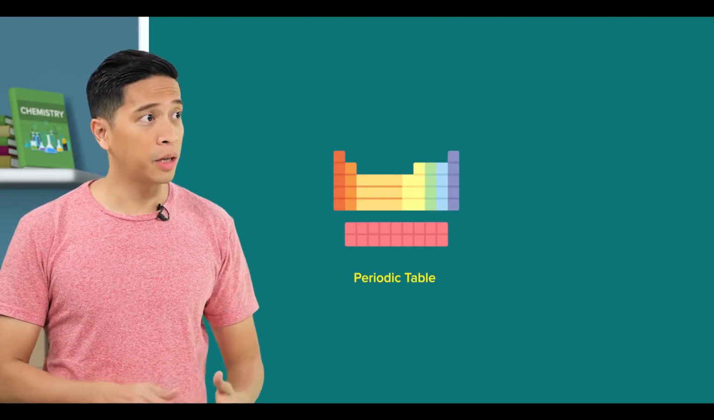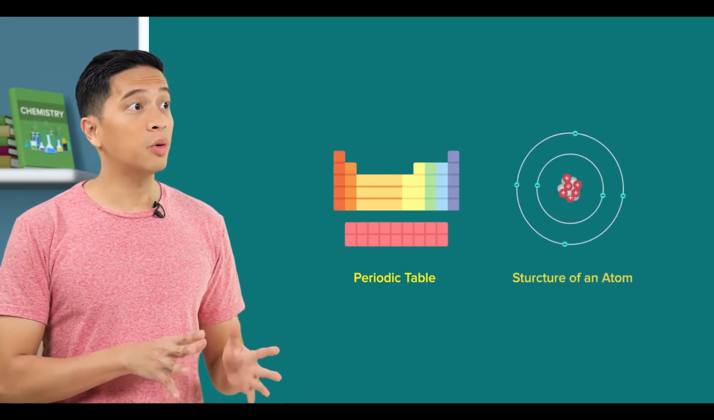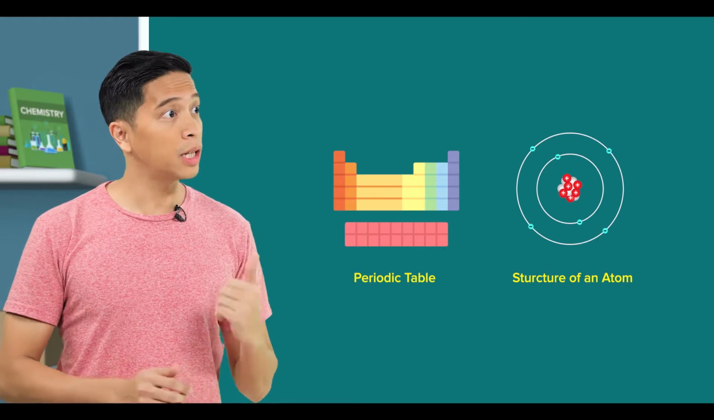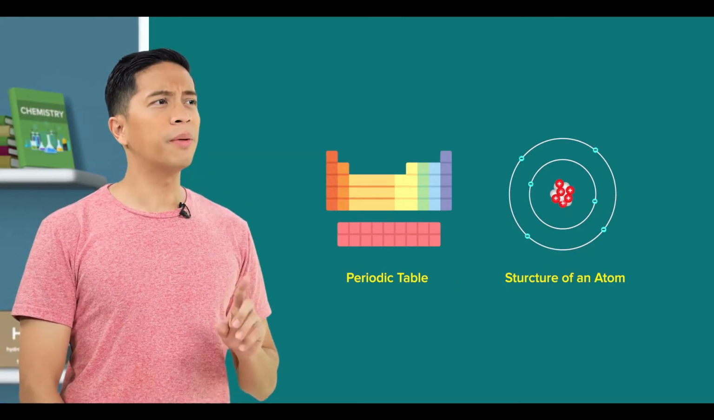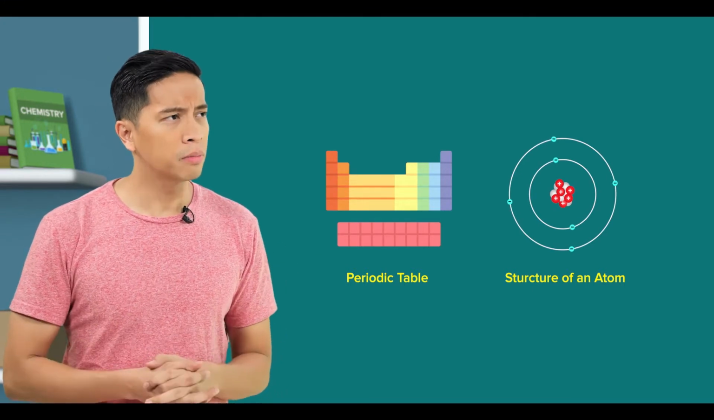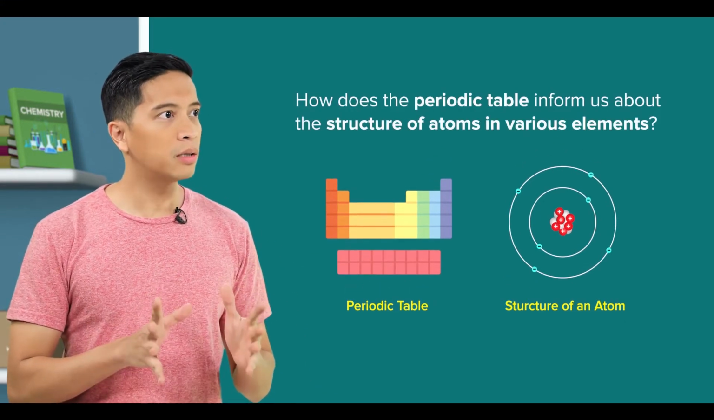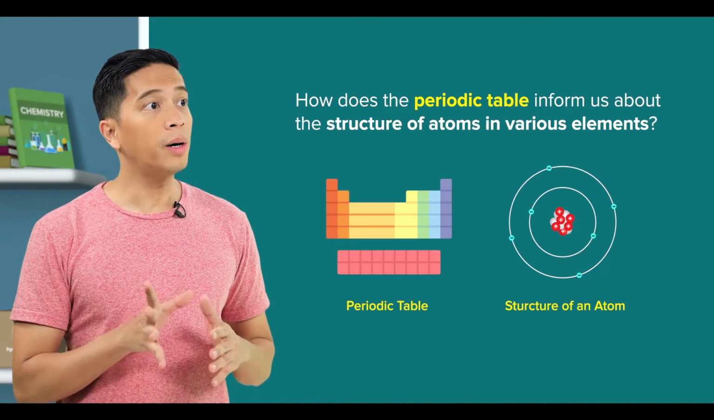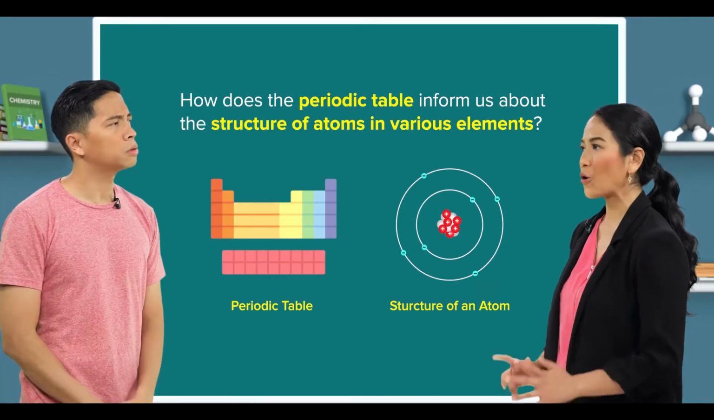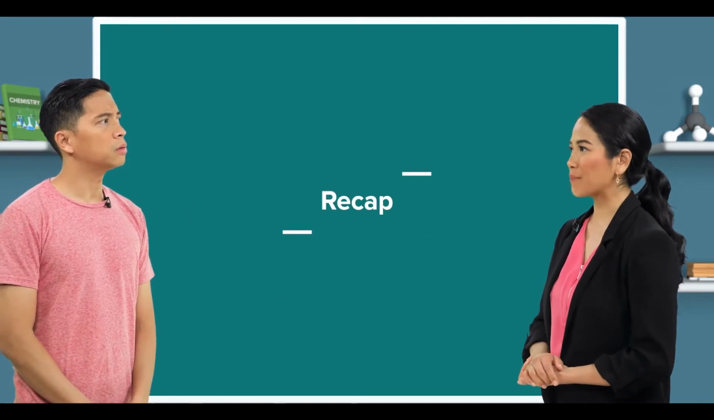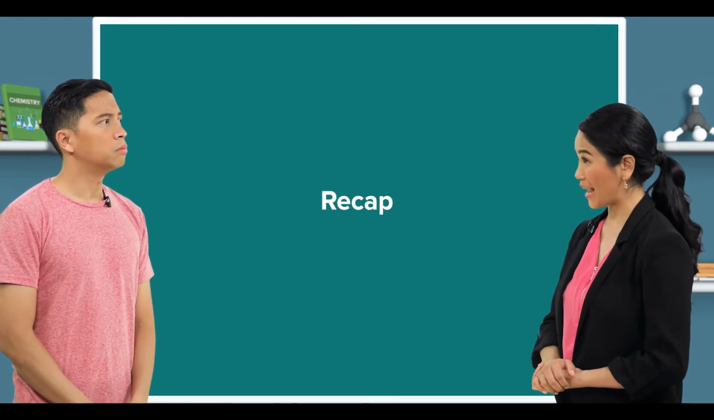Oh, what's that? Well, we learned about the periodic table as well as the structure of an atom in the previous lesson, right? That's right. But how do we combine both concepts together? Like, how does the periodic table inform us about the structure of atoms in various elements? Well, let's do a recap, and then we'll look into that, okay?